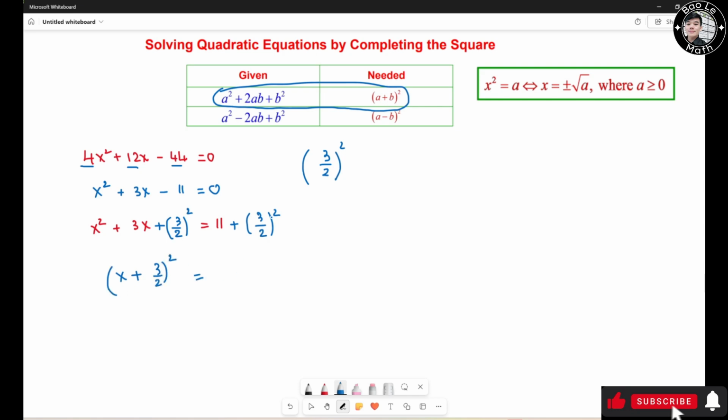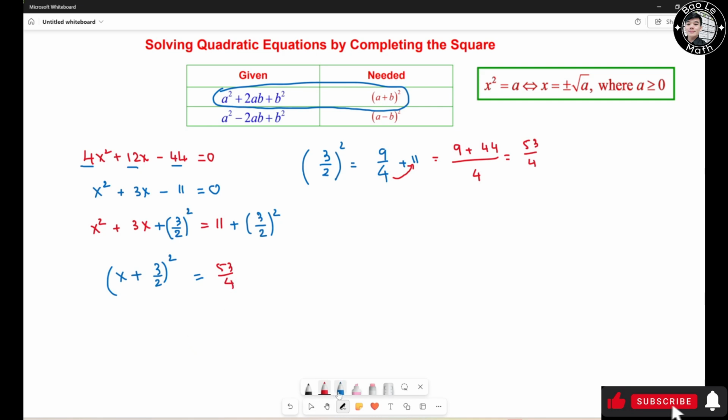Now the right hand side, I need to simplify this one. So 11 plus 3.5 squared. So 3.5 squared means 9 over 4. And then I'm going to add 11. So I just multiply 11 by 4. So it turns out to be (9 plus 44) over 4. So it could be 53 over 4. So I put 53 over 4 right here.